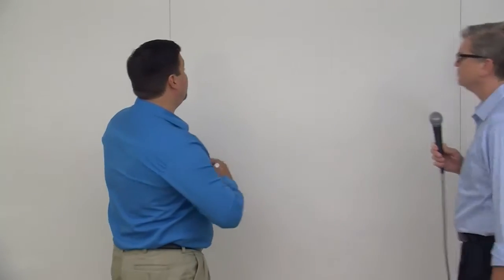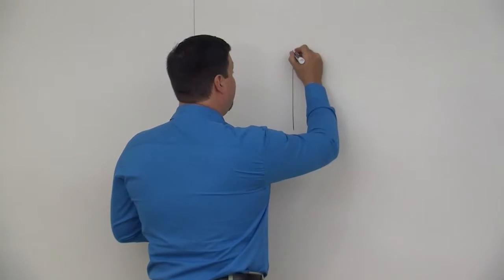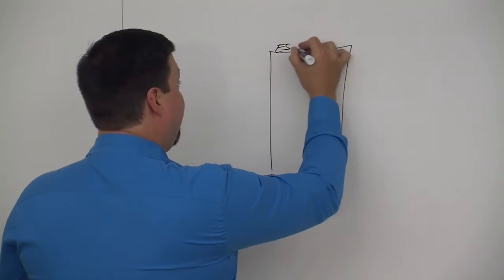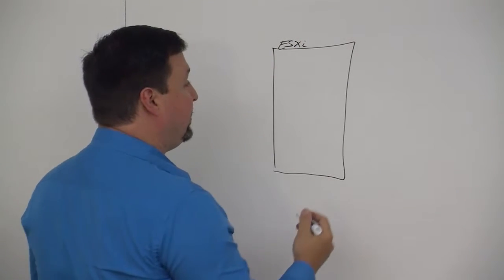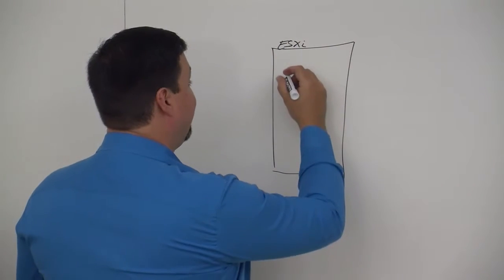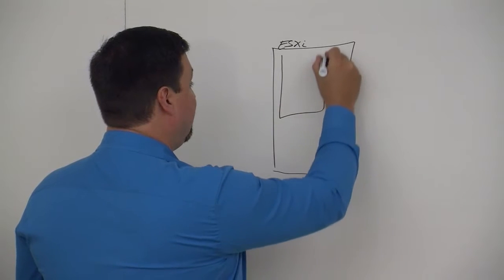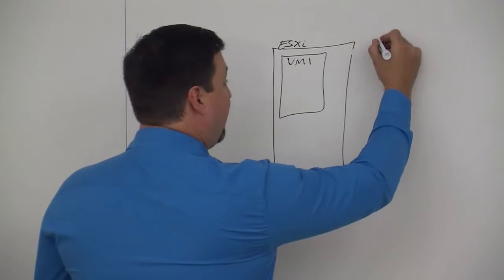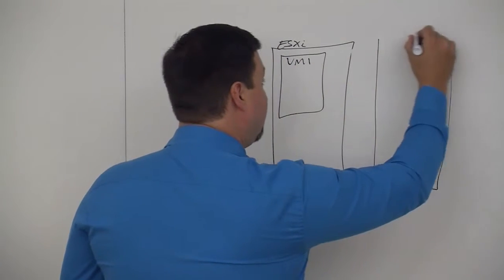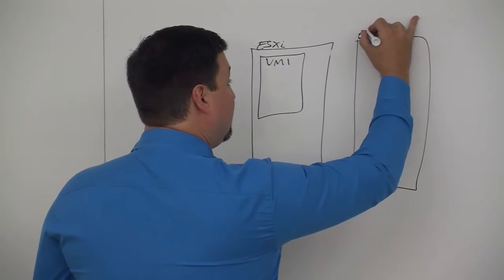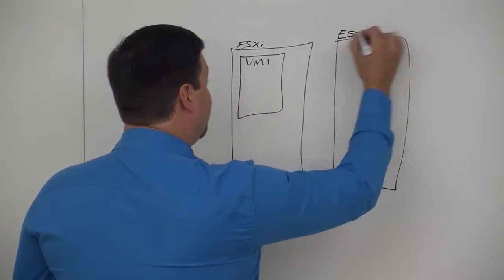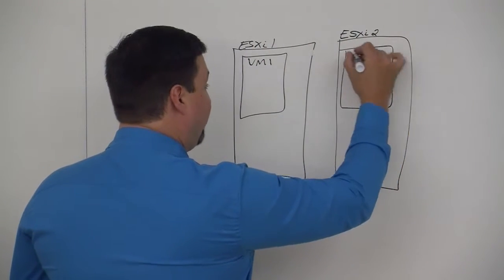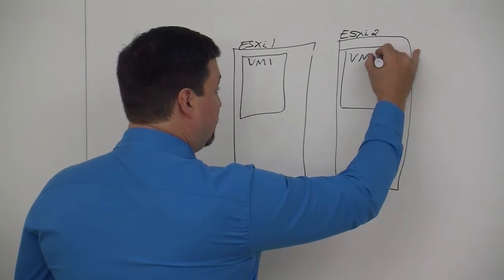Okay. So to start out, we'll draw an ESXi, and to explain what that is, the physical host, that is the virtual machine container. Inside of there, we have a virtual machine, so VM1. We have another ESXi, another host, another physical box. We're going to make this one 2, make that one 1, and have a virtual machine inside that as well, so VM2.